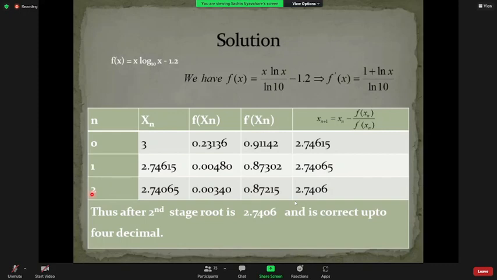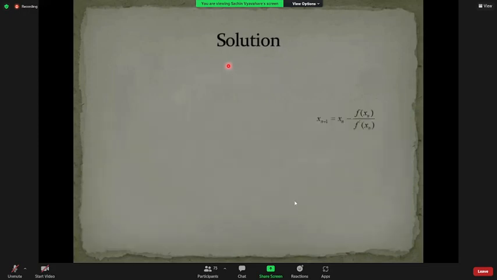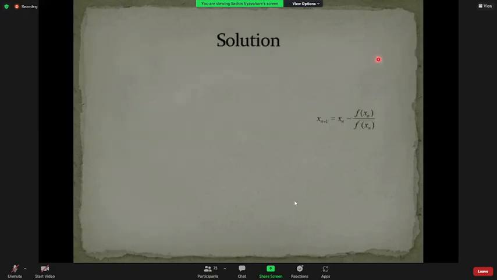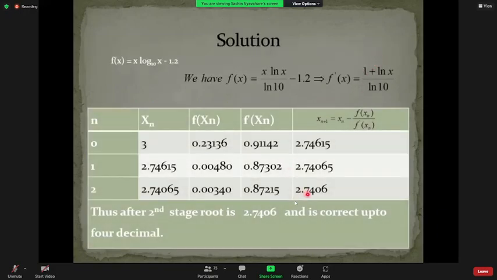Sir, in the question, is the stopping criterion given or not given? Let me check. So 4 decimal places is written. Yes, the stopping criterion is 4 decimal places. So we stop the iteration when all 4 decimals start repeating. You will observe 7406, 7406. As it is repeated, we stop the iteration. And generally, 4 decimals become correct in the second iteration, always.